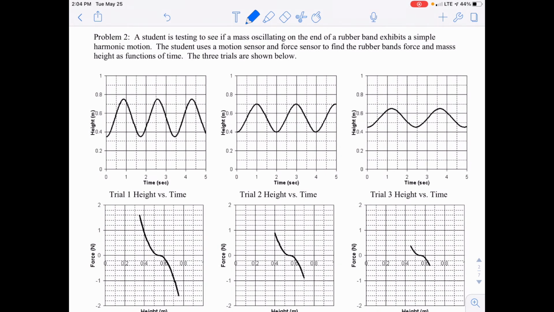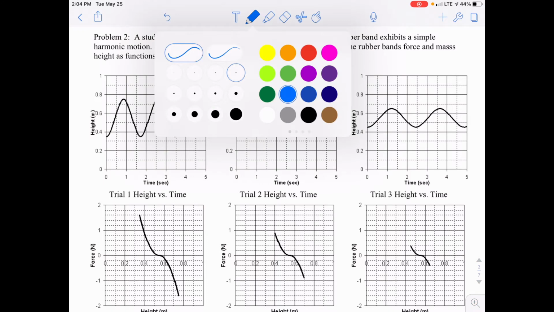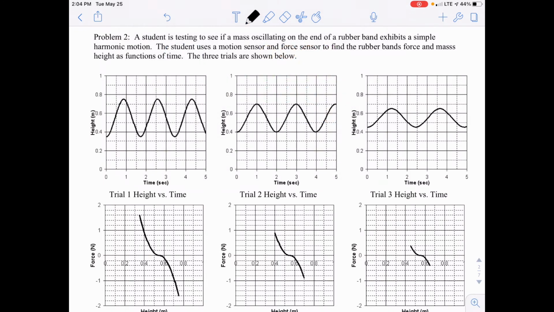Problem 2. A student is testing to see if the mass oscillating at the end of a rubber band exhibits simple harmonic motion. The student uses a force sensor and a motion sensor to find the rubber band's force and mass's height as a function of time. The 3 trials are shown below. So obviously in this question, to be able to answer it, you need to know essentially what makes something simple harmonic motion and what doesn't. Simply going back and forth, like these graphs are all showing, may or may not cut it.